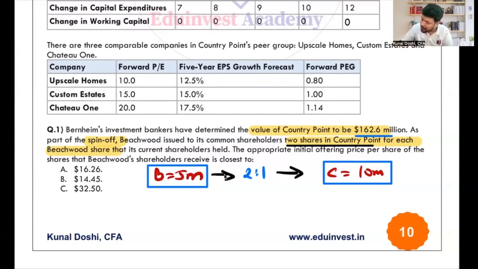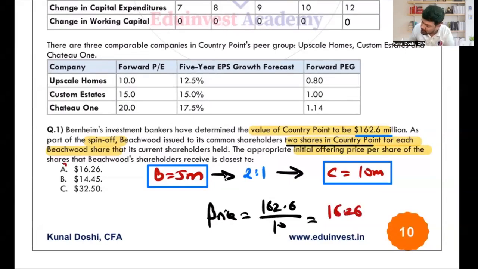So the approximate initial offer price will be, can I say the offer price is going to be, we are planning to give value of the company as 162.6 and we are planning to issue 10 million shares. So very easy, 16.26. That should be the price, isn't it? Everyone understood? Easy.